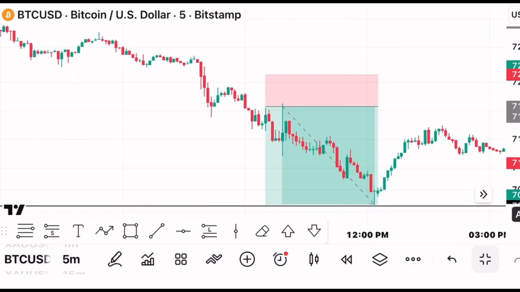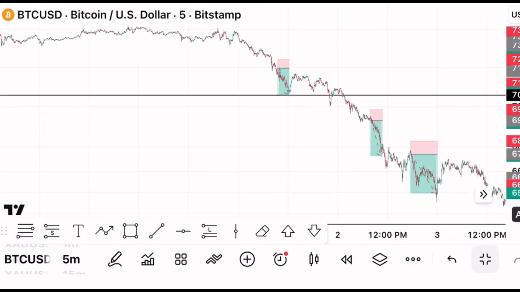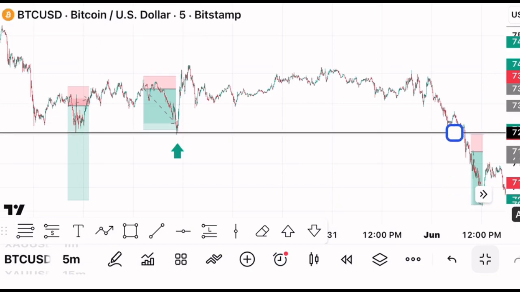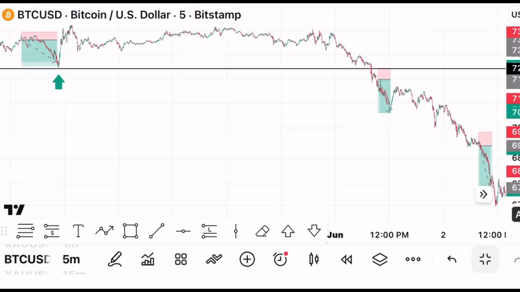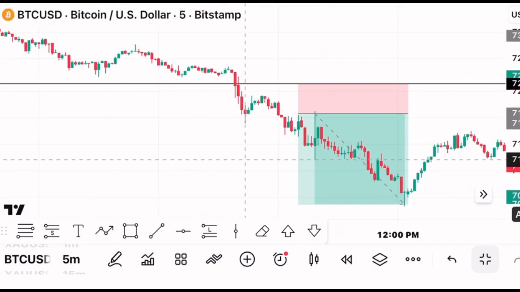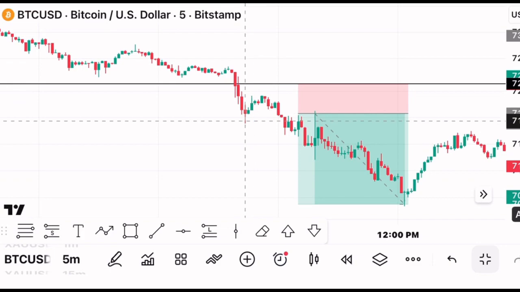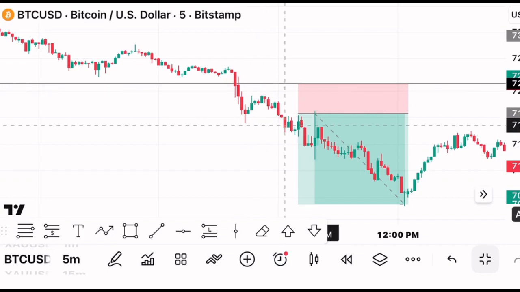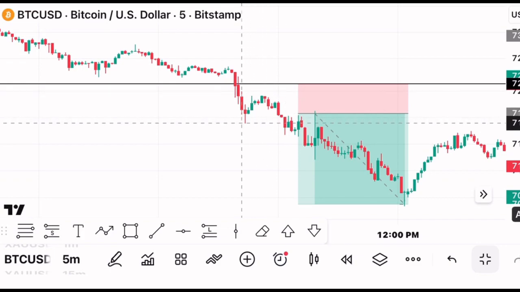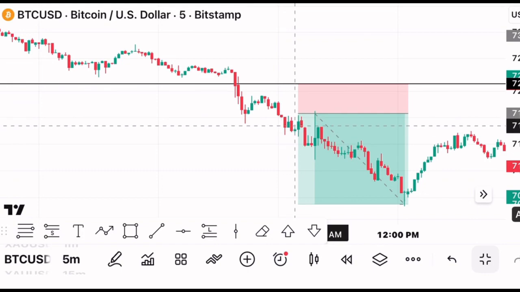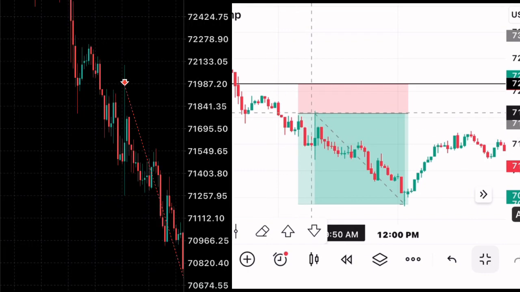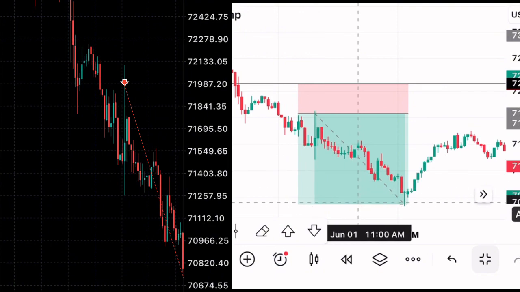Now take a look at this. After the breakout of this support level, we got a retest here, and then we took the sell. How did we take the sell? First we waited for a pullback, then a retracement to break this pullback. You see it here. After a breakout of this pullback, that's where we set our limit order to get a good risk to reward ratio. Then we took our profit here.